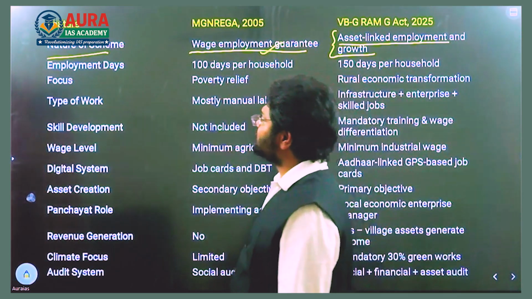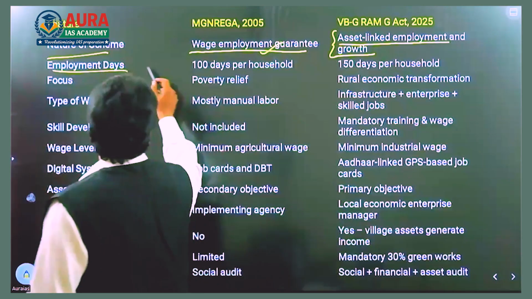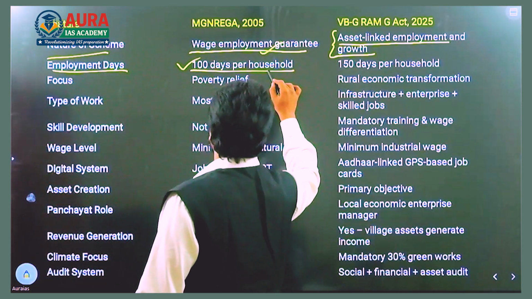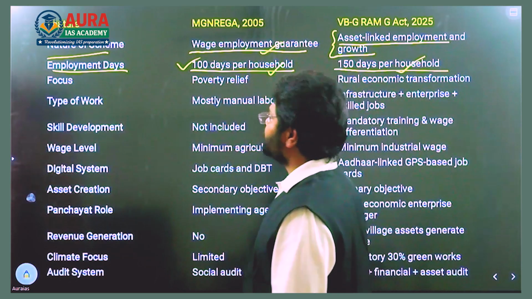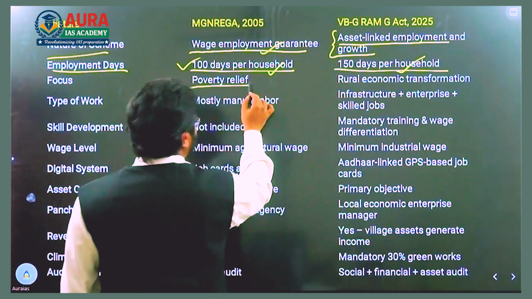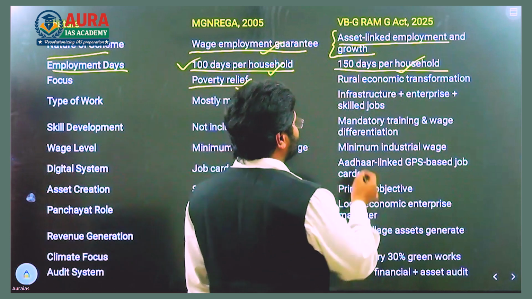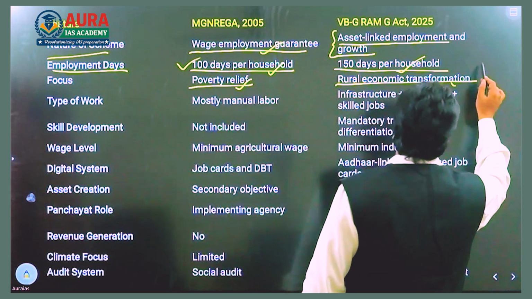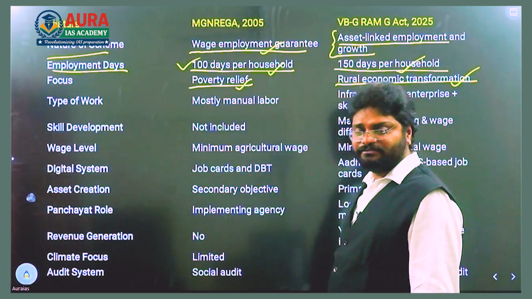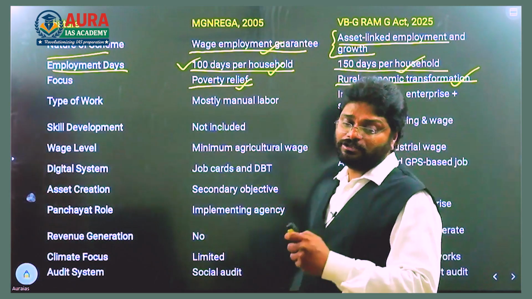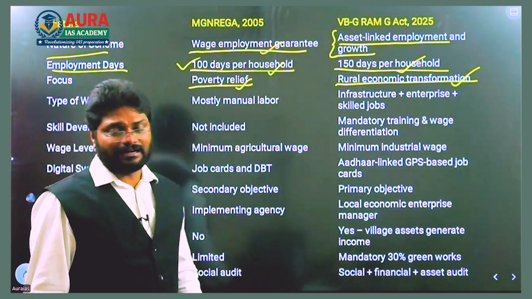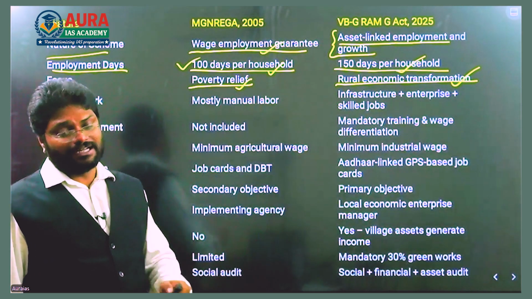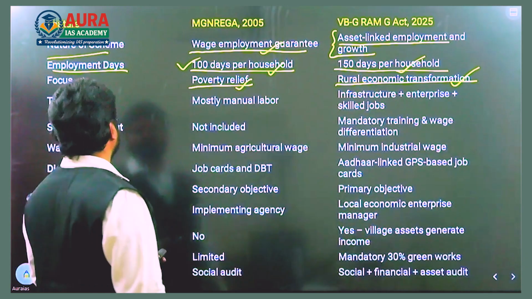The second one is employment days. Here it provides 100 days for a household. Here it is increased to 150 days for a household. Here the focus is on poverty relief. There, the focus is on rural economic transformation with employment, revenue generation and skilled manpower generation, and making village panchayats the entrepreneur at village level. So that is the most important thing.